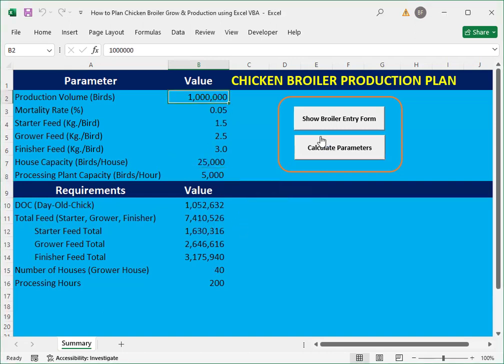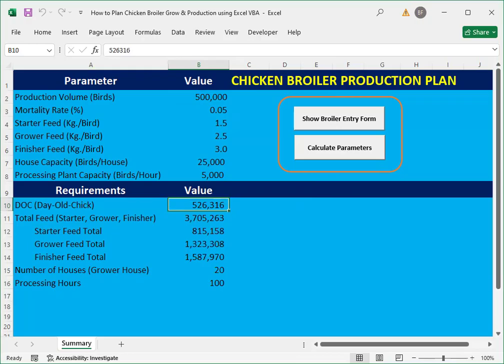Okay, calculate. Okay, what we have is 1 million, 5%, 25. Okay, this would be our requirements. 1,052,000 DOC, 7.4 million of total feed, 40 houses for growing our bird, and 200 processing hours. Okay. If you don't have enough capital, we can cut this into half, 500,000. Okay. Calculate. Then we only need 526,000 birds. That's a lot of money saved.